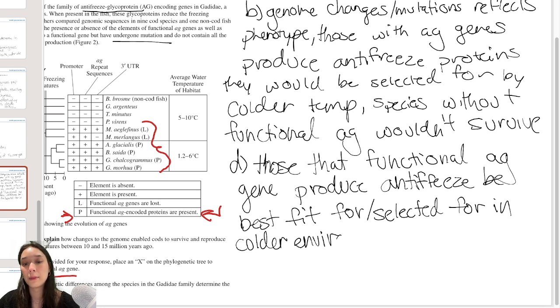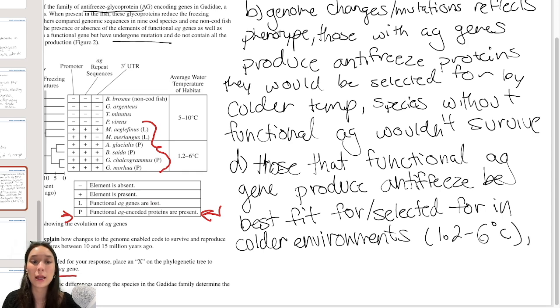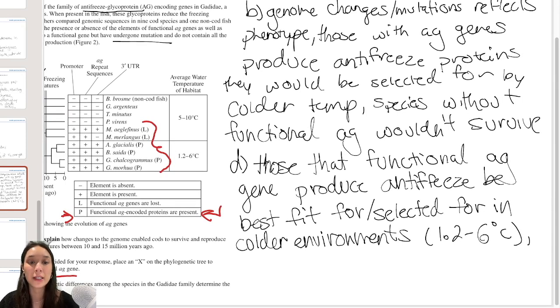I would make sure to mention the actual numbers. So I would mention in the colder environments 1.2 to 6 degrees Celsius. And then I would say that the ones that don't have the functional gene would not be able to survive in that temperature. Therefore, they have to live at the warmer temperatures because that's what they're most fit to live at. They're in no way fit to live at these colder temperatures because they don't produce those specific proteins.